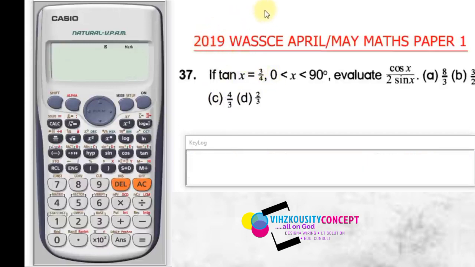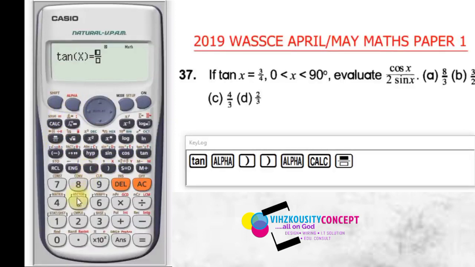So here in question number 37, we are given that if tan x is equal to 3/4 and x is a value between 0 and 90 degrees, we are to evaluate cos x over 2 sin x. Now, we will solve this just directly with the calculator. We are going to input this. We need to know that our operation of degrees is in place and not radians or any other one. So this is degrees, and we are good to go like that. So we can say tan x is equal to 3/4. So here is tan x. I will close that bracket. That is equal to 3/4 as a fraction.